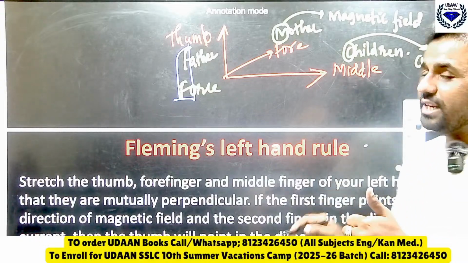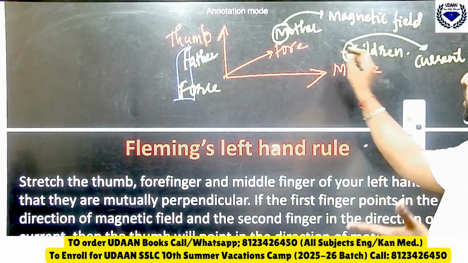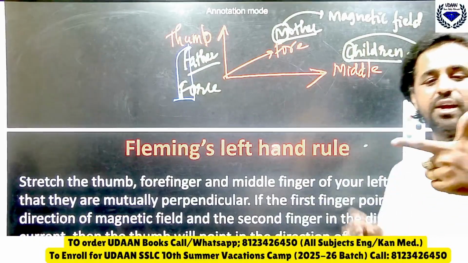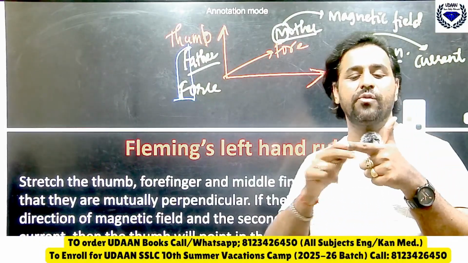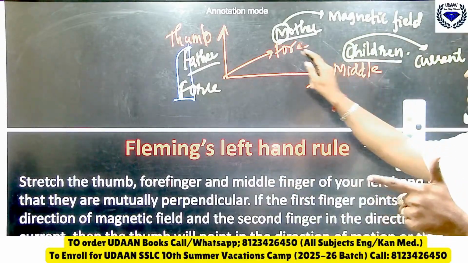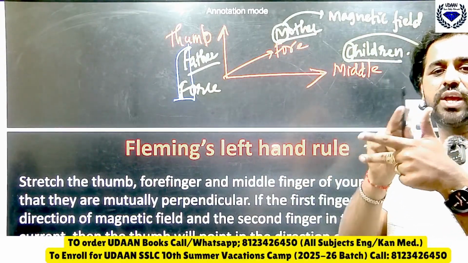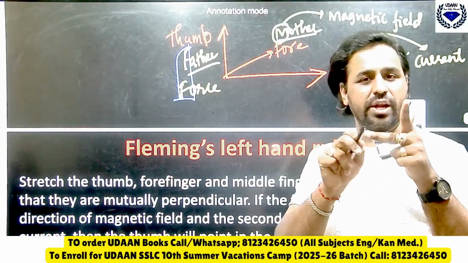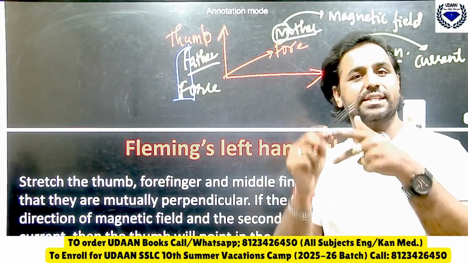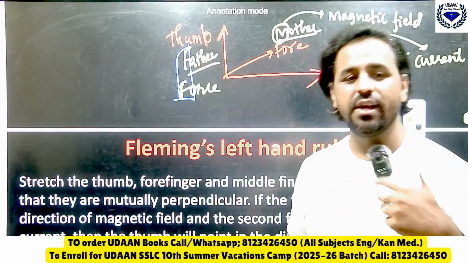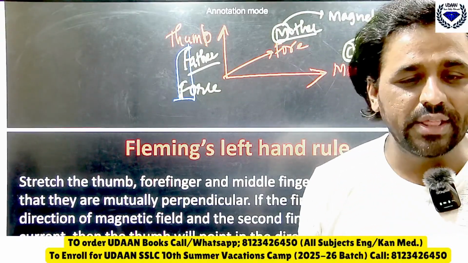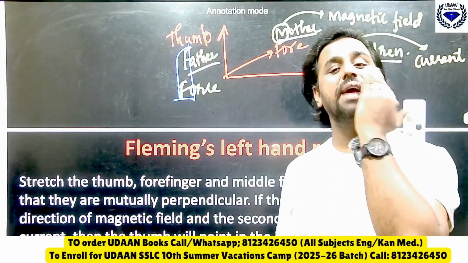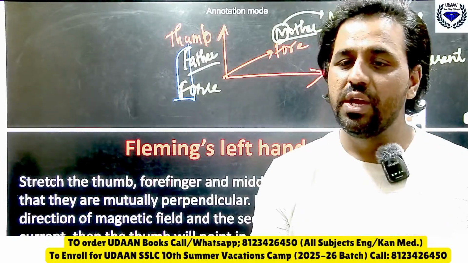Okay, see here, father, mother, children. If the forefinger indicates mother, that is M for magnetic field, and the middle finger, children, C for current, then the thumb indicates the direction of motion or the force acting on the conductor. Okay, I hope you got this. I hope you people are connecting how to remember. Like this only, in your examination you should be able to write this.